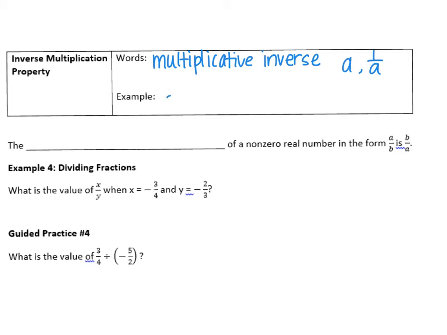So, for example, my multiplicative inverse of 3 is 1 over 3, and that means when I multiply, I get 1. My multiplicative inverse of 1/4 is going to be 4 over 1, or 4, and when I multiply those, I get 1. Okay, the reciprocal of a non-zero real number is the flipped fraction. So A over B is going to be B over A.